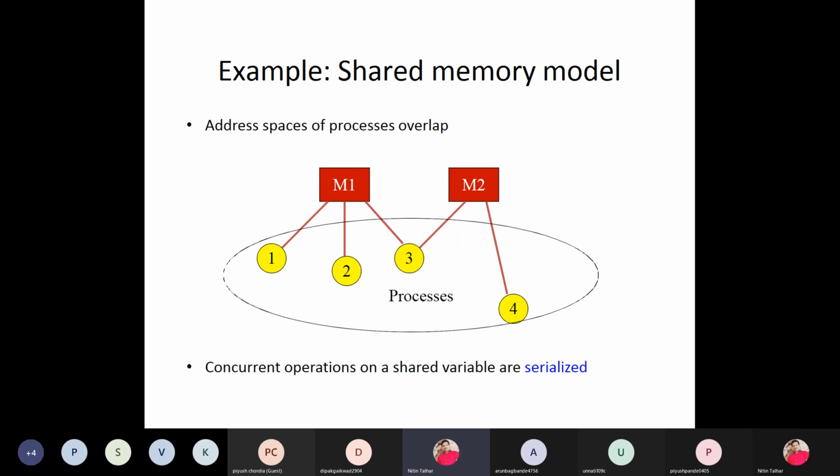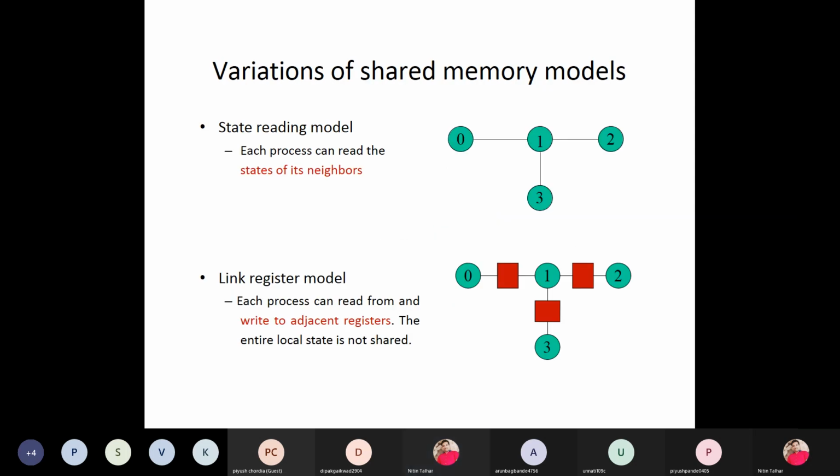Okay, so from this particular diagram, you just have to understand that whatever the distribution of the nodes is, the node can share the memory space. Okay, so here there is a variation of the shared memory.